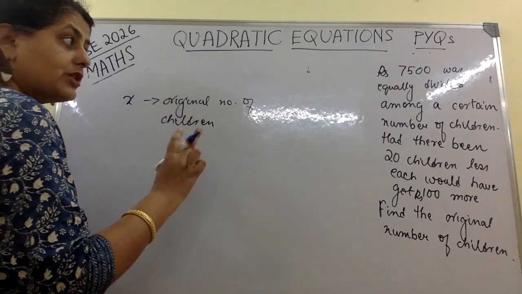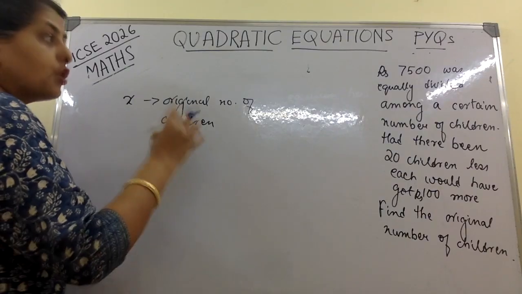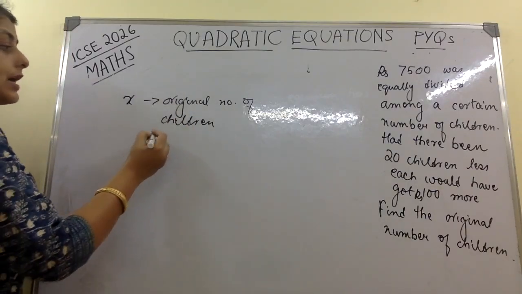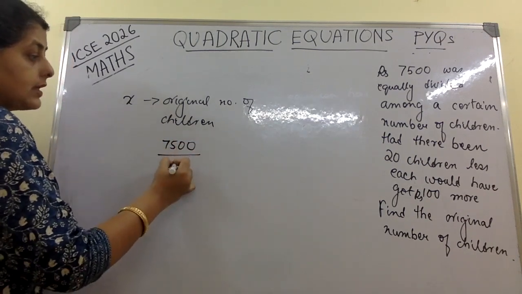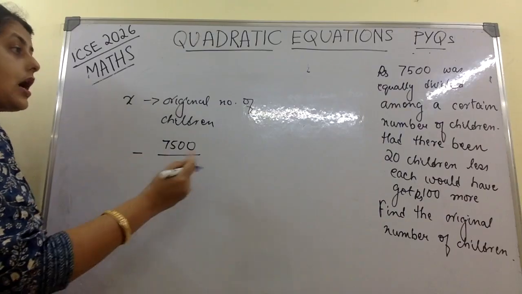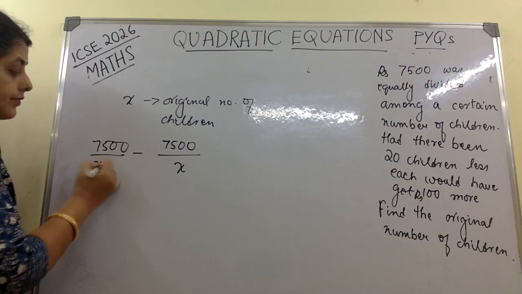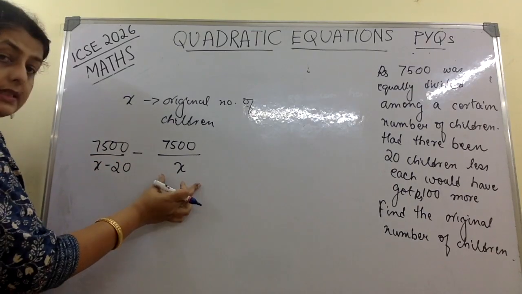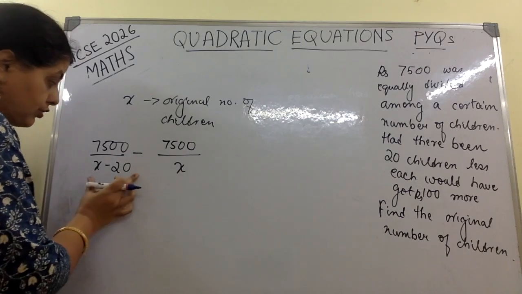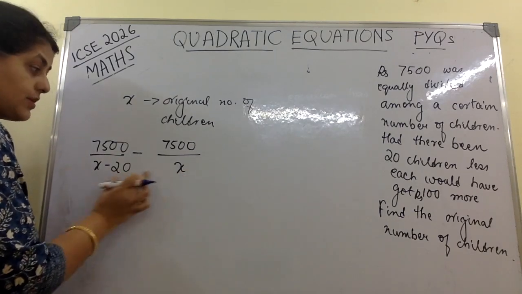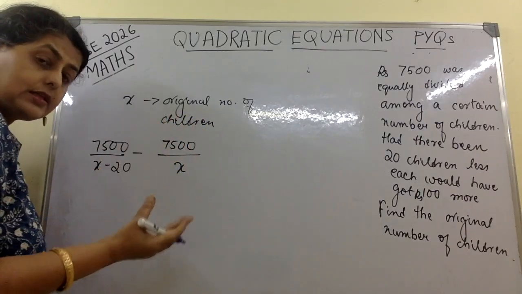So initially how much was each child getting? They were getting a smaller number, right? So each child initially was getting 7500 by x, and now after reducing, how much is each child getting? Remember, this is the bigger one out of these two. Okay, out of x and x minus 20, this is bigger, means this number is the smaller number. I explained in the last question also.